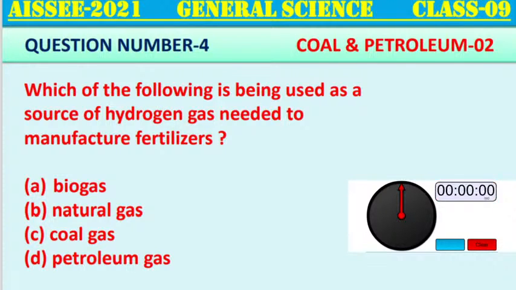Yes, now time is finished. So it's time to have the answer. Which of the following is being used as a source of hydrogen gas needed to manufacture fertilizers? So what are fertilizers? Biogas, natural gas, coal gas, petroleum gas. So which of the following is being used as a source of hydrogen gas needed to manufacture fertilizers?